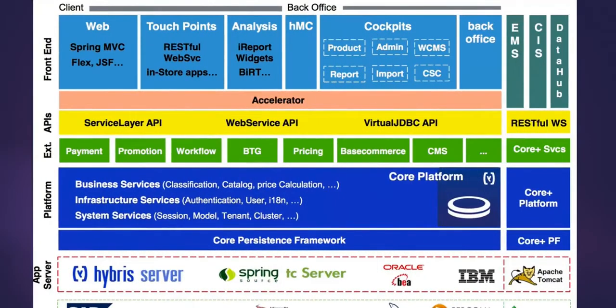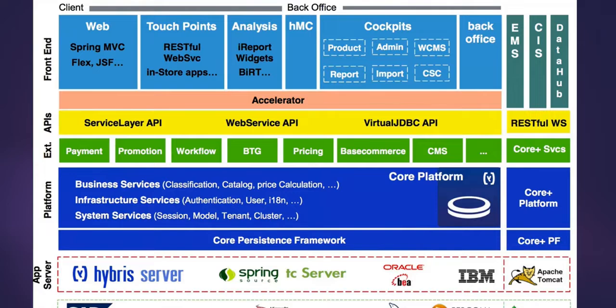At the very bottom, we have the database. We then have the application server, the SAP Hybris core platform, its extensions, the APIs, the accelerator, and the various front-ends. These front-ends are presented to the client or the back-office user and are ultimately what the user uses to interact with SAP Hybris.